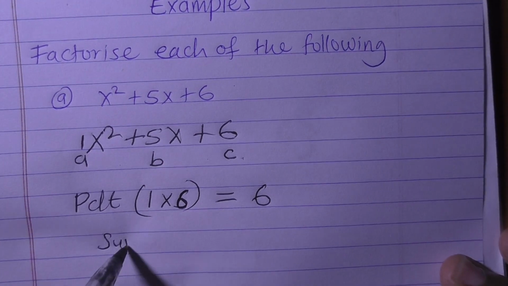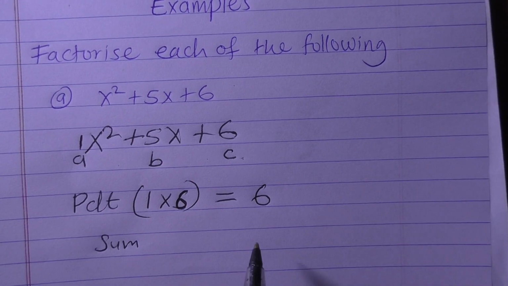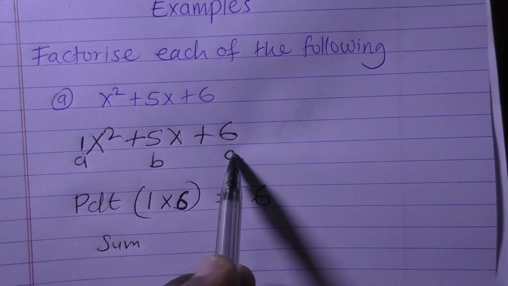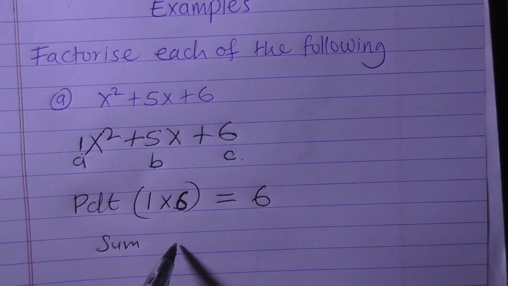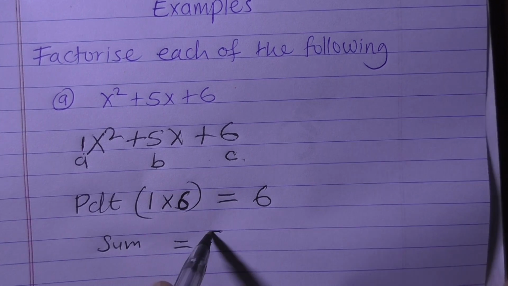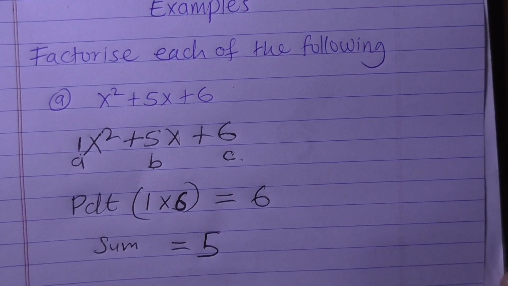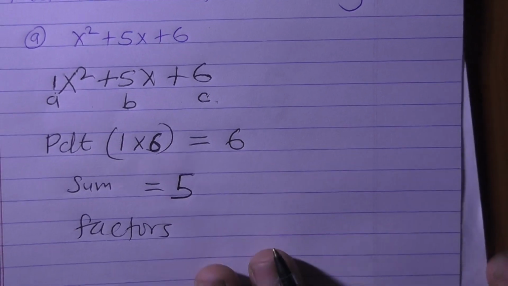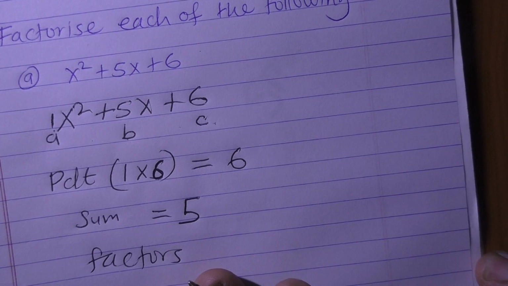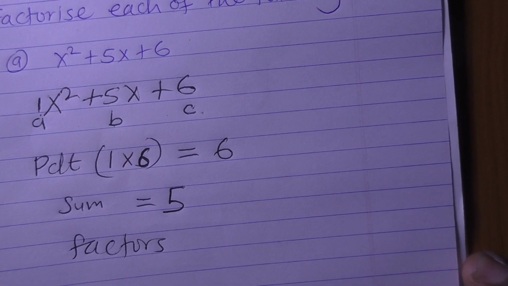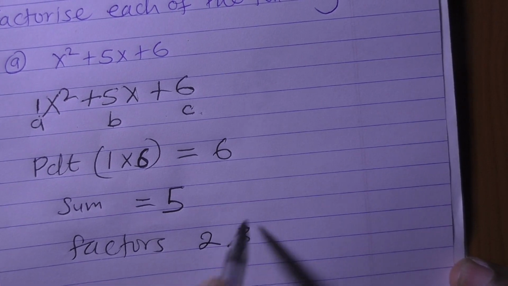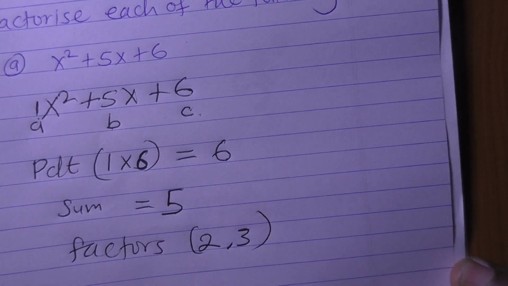Then the sum. Remember, the first procedure was telling us to get the product of AC whose sum is B. So the sum must be B, which is now a 5. So let us look at those factors. We look at factors of 6. That is, we have 1 and 6. We have 2 and 3. And probably it is 2 and 3 that gives us a product of 6 and a sum of 5.